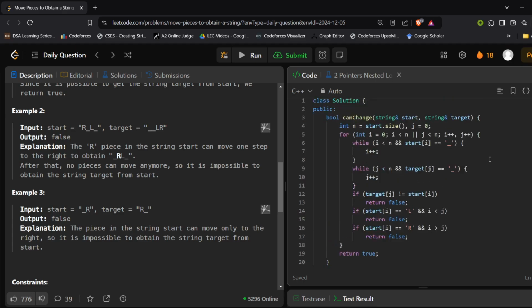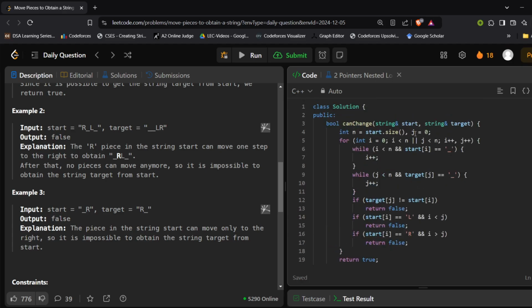So what I have done here is that I have maintained two pointers. J will be pointing to target, I will be pointing to start. I've started the iteration to compare the relative character order. That is, my R should be compared with the very first character in target. So for that, whenever finding underscore, keep on continuing until I find a valid character that is either R or L in both target and start. That is, my pointers are doing the job, incrementing until finding the required character.